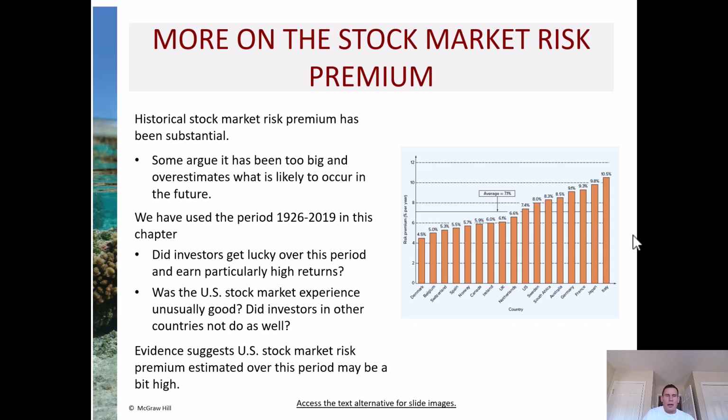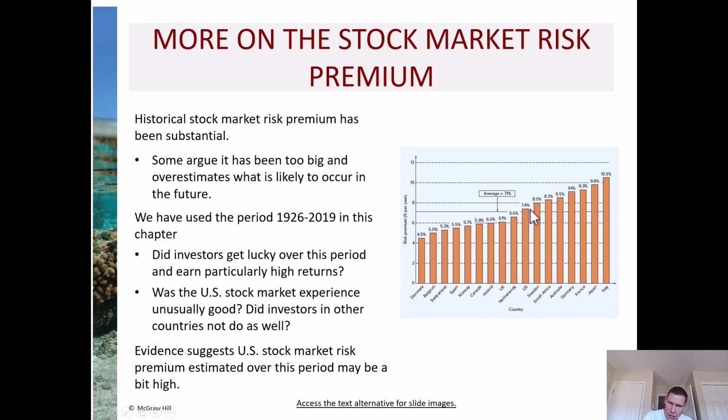So the historical stock market risk premium has been substantial. Some argue it's been too big and it overestimates what is likely to occur in the future. So we've used the period 1926 to 2019 in this chapter. So did investors get lucky over this period and earn particularly high returns? Was the US stock market experience unusually good? Did investors in other countries not do as well? And then evidence suggests that the US stock market risk premium estimated over this period perhaps is a little high.